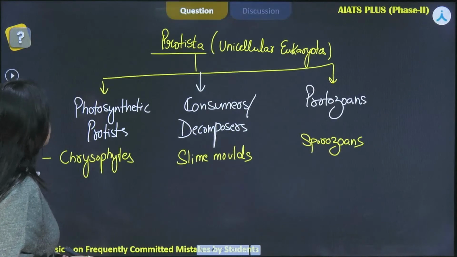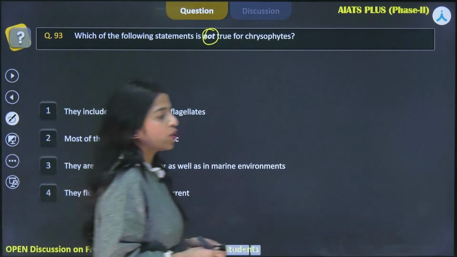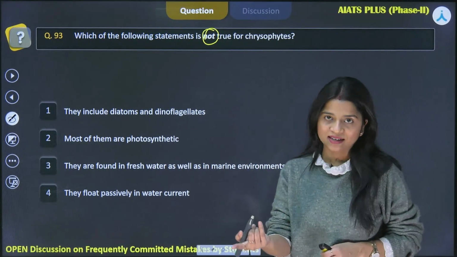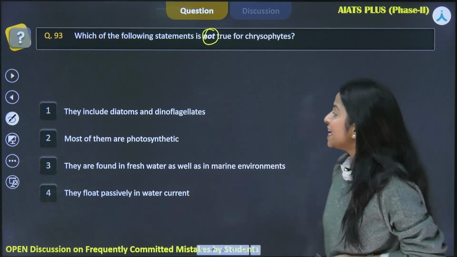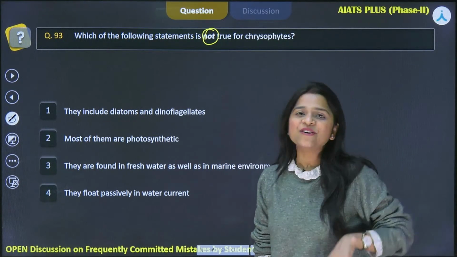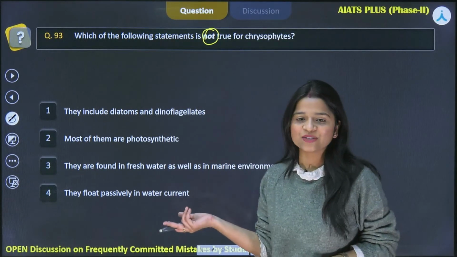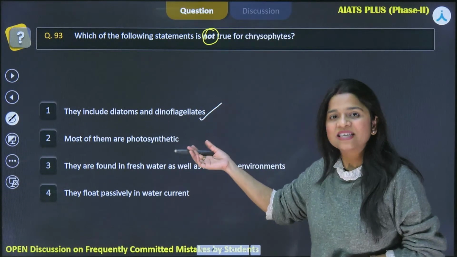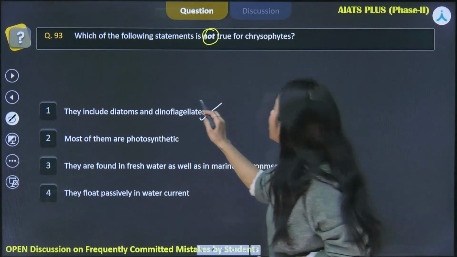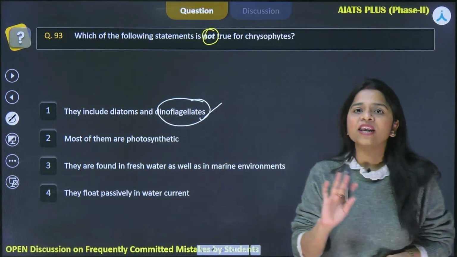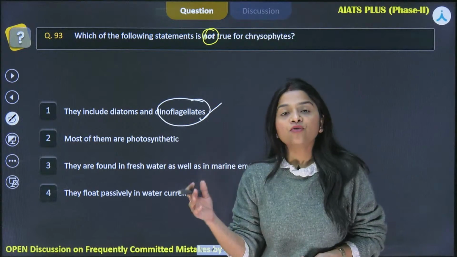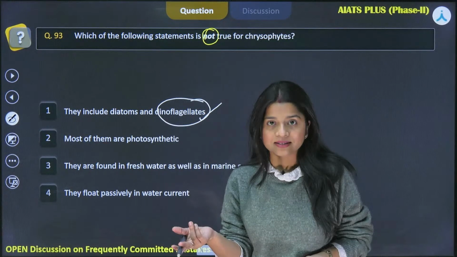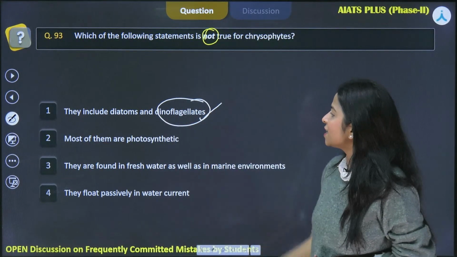Now we will simply move to the question, and the question is about the characteristics of chrysophytes and which is not the true characteristic. The first one says they include diatoms and dinoflagellates. This is the incorrect feature, so it is the correct option, because dinoflagellates do not fall under chrysophytes. Dinoflagellates are a separate group, under which we study Gonyaulax. So this is the incorrect option.